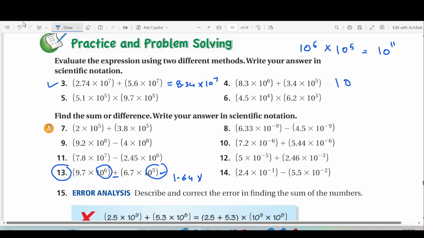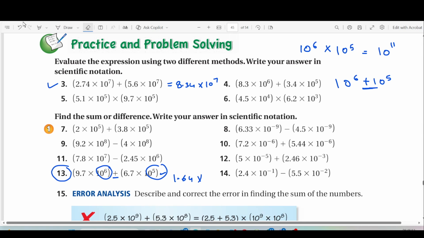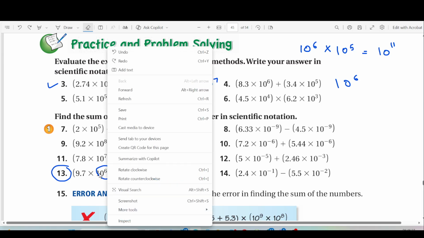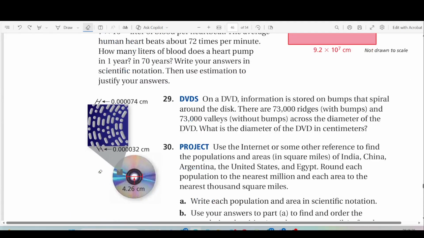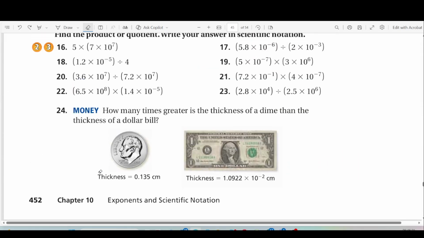But there is a plus. So what do I do? Subtract? First of all, I subtract. No. Subtraction we do when they are in division. Okay. First convert both of them into same exponent. How? By moving the decimal.